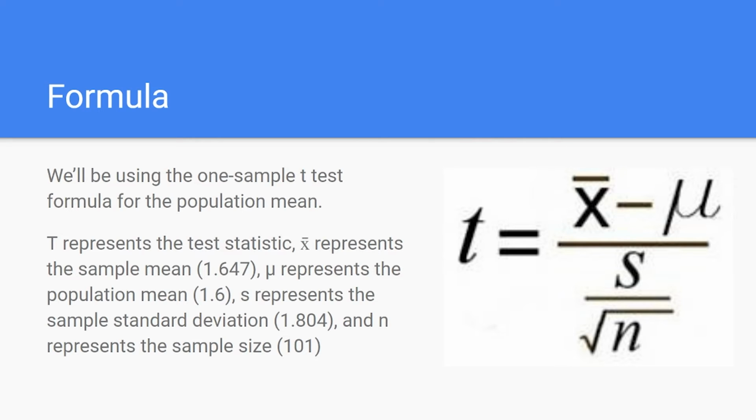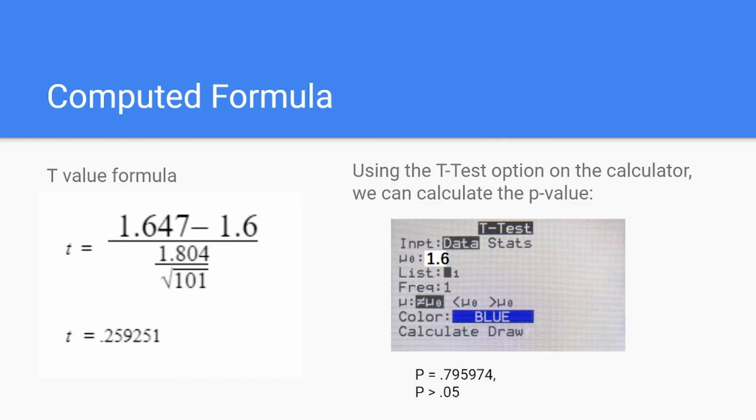To find our t value, we just used the formula from earlier and input all of our numbers. By doing so, it results in t equals 0.259251. Then, using the t-test option on the calculator, we can calculate our p-value by having mu of 0 represent the population sample mean, or the hypothesized value of 1.6. Our list inputted in the calculator represents our data from the sample. And for mu, we select does not equal mu of 0 because it's a two-tailed t-test.